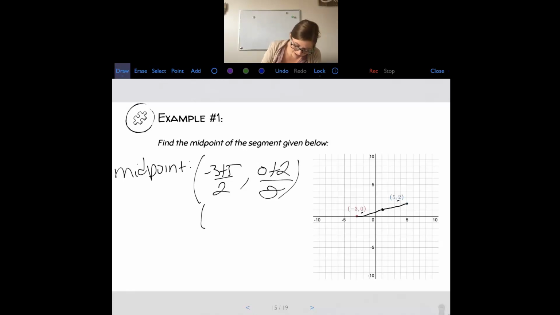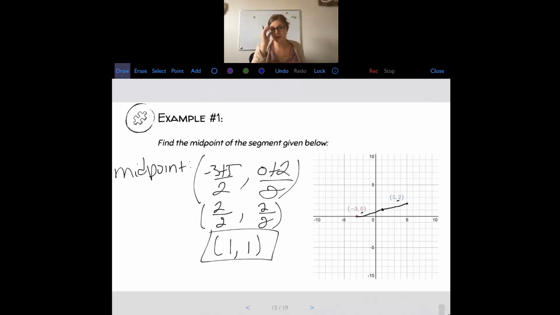-3 plus 5 is 2 divided by 2. 0 plus 2 is 2 divided by 2. So my midpoint here is 1, 1. When you're writing coordinates or typing them, you have to put parentheses there to note that they're coordinates. So the midpoint is not 1, the midpoint is not 1, 1, the midpoint is the ordered pair (1, 1).